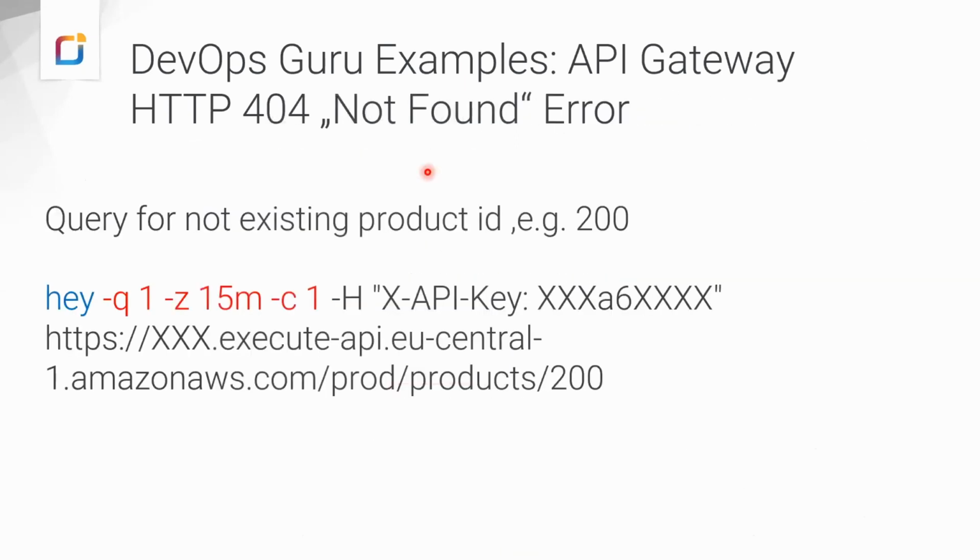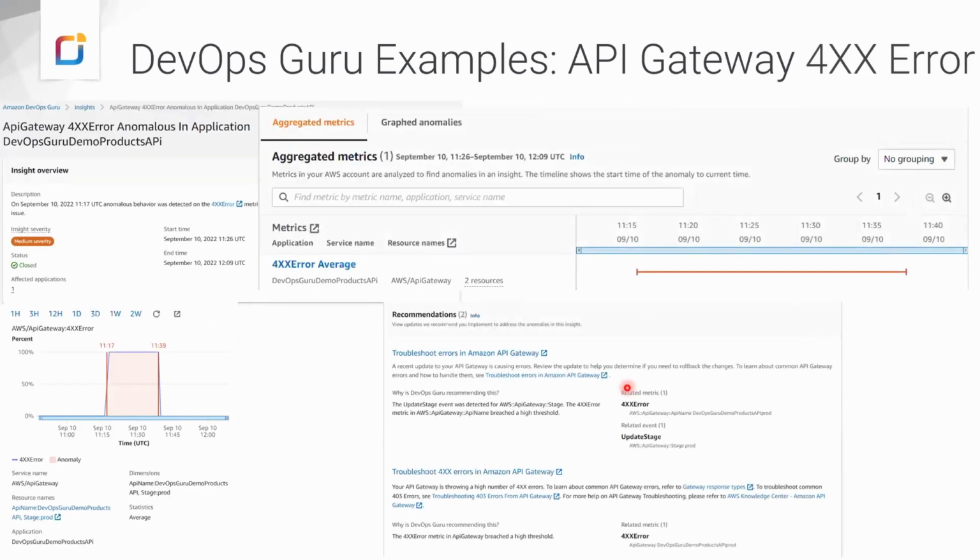Another thing which is possible is that you run, for example, into HTTP 404 on the API gateway, with a not found error. It happens when you, for example, query the product API for a product ID which doesn't exist. For example, I don't have any 200 product IDs, and if somebody is doing something like this for 15 minutes, one request per second with this non-existing product ID, then DevOps Guru will recognize that it's not one request that delivered the error, but 15 minutes in a row with errors, and they will give you this picture.